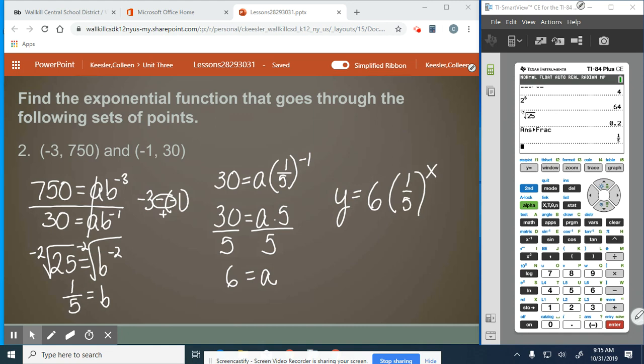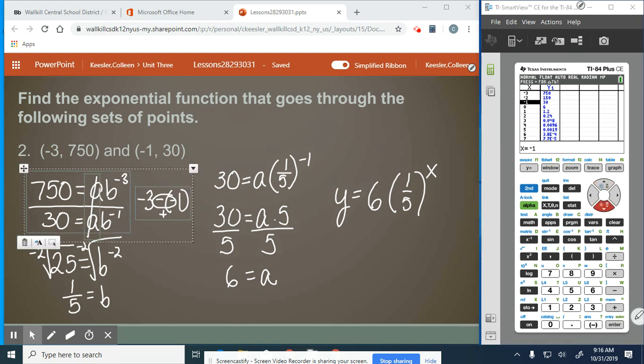And again, I could pull that up in my table to make sure I've got the right equation. 6 times (1 divided by 5) all to the x. Pull up my table, and we want to look for those two coordinates. Negative 3 is 750, and negative 1 is 30. So we did it correctly.